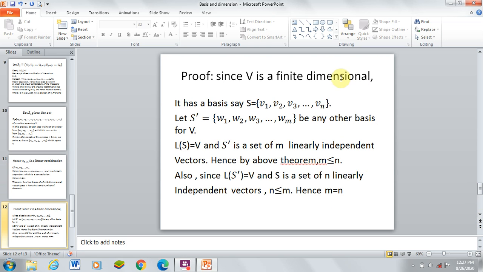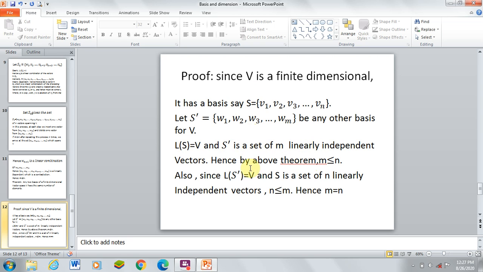Since V is finite dimensional, it has two bases. One is S, another one is S dash. S equal to n vectors V1 to Vn and S dash equal to W1 to Wm, another basis for V. L of S equal to V, and this set of vectors is linearly independent. Hence, using the above theorem, m less than or equal to n.